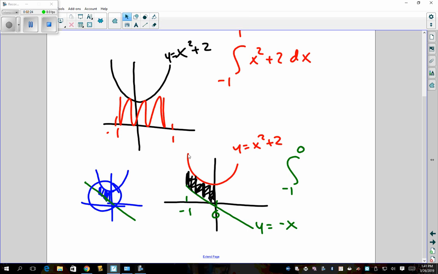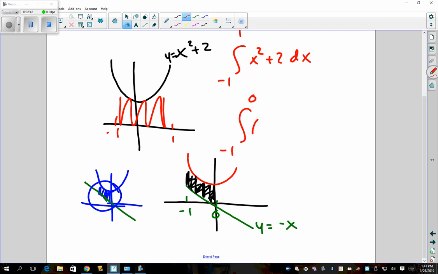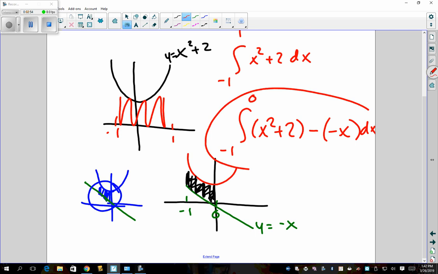And so if we notice our parabola is on the top, we're going to take the integral from -1 to 0 of x squared plus 2. Here, let me rewrite this integral where we have more room. So the integral from -1 to 0 of x squared plus 2, and we're going to subtract -x. And when we take that integral, this is going to allow us to find the area between the two curves. So the idea is that we're subtracting our top function minus our bottom function.